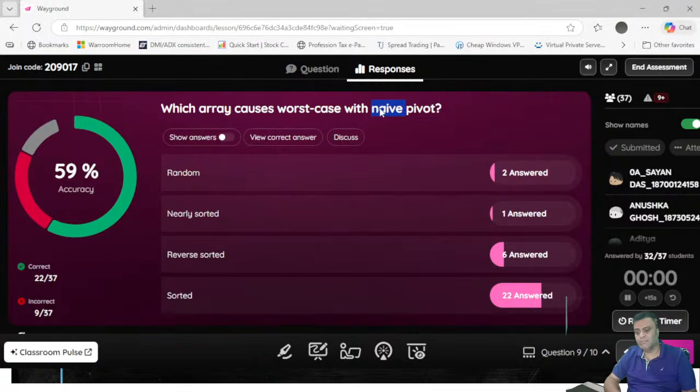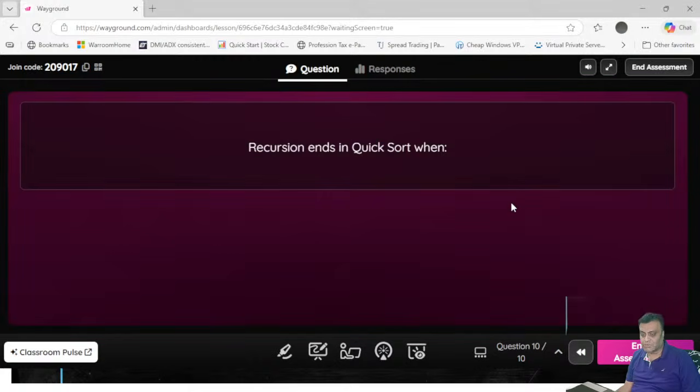While it is correct, but then naive pivot is when you are actually, naive means what? Naive means that it's basically childish. It doesn't know much. So it has got an array and it will just try whatever it knows, right? So it is only applicable for sorted. It doesn't know how to do reverse sorted. So naive pivot is only applicable for sorted. So when you get a sorted array, then only you get a worst case complexity, the right answer. Last question.